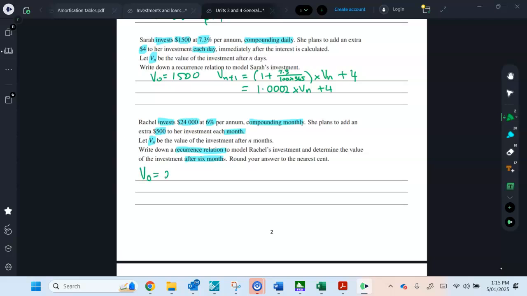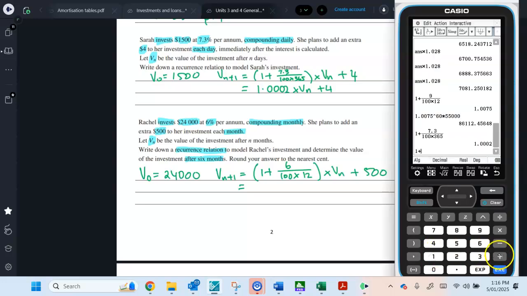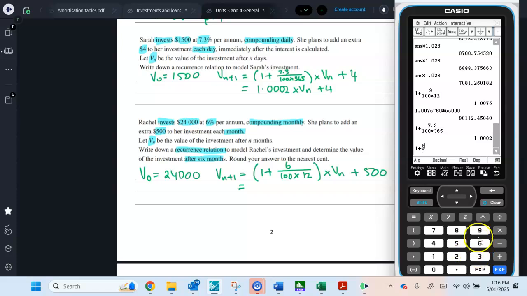So we've got V0 equals 24,000, the starting value. Vn plus 1 is equal to, and now we're going to calculate R. So 1 plus our interest rate, which is 6 over 100, times the number of compounding periods. It's monthly, so 12 months in a year. And then we're going to add on her extra repayments, which is $500. All right, so I'm going to do that on my calculator. 1 plus 6 over 100 times 12, 1.005.